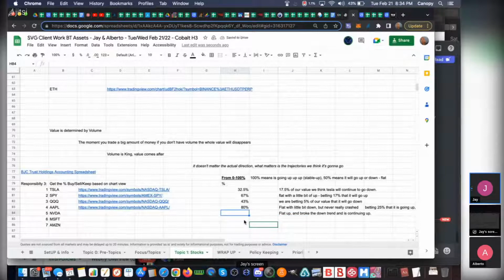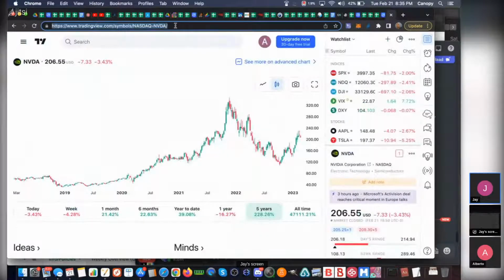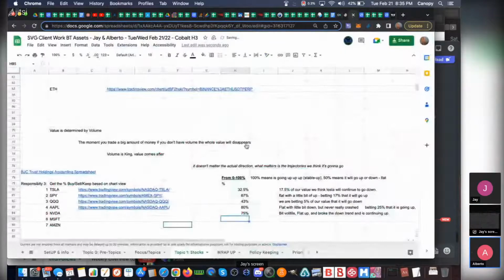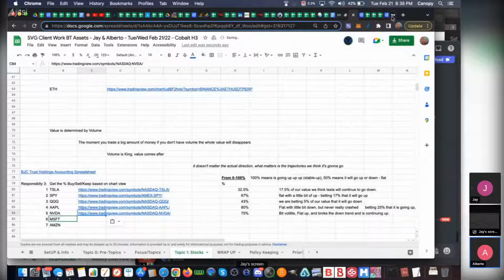So I would say either 75 or 80. It is a bit volatile. Similar to Tesla. Tesla's also volatile. But either way, I think this is definitely a much more uppity sort of thing here. I think 70, 75 is okay. 70%. Yeah, 70. 75%. Okay, good. All right. Microsoft. Okay.